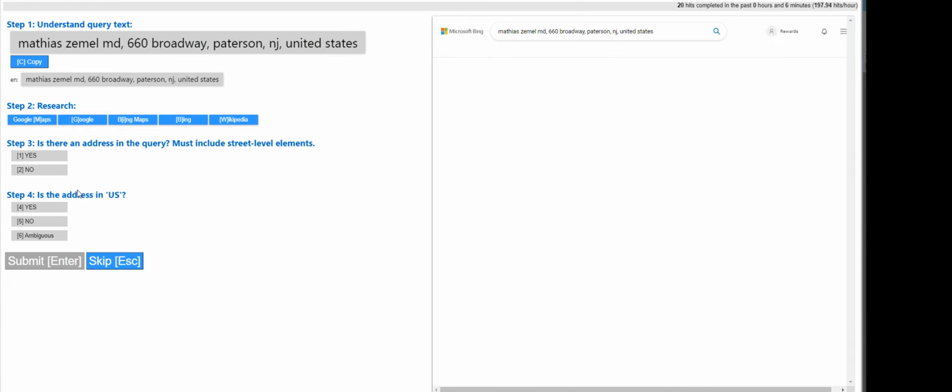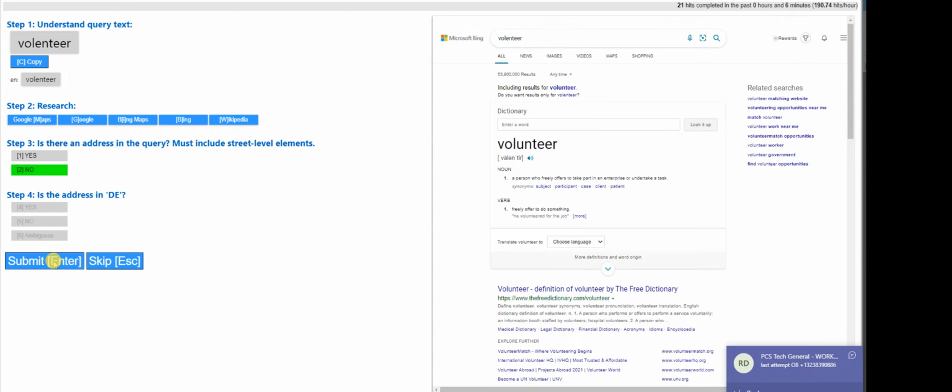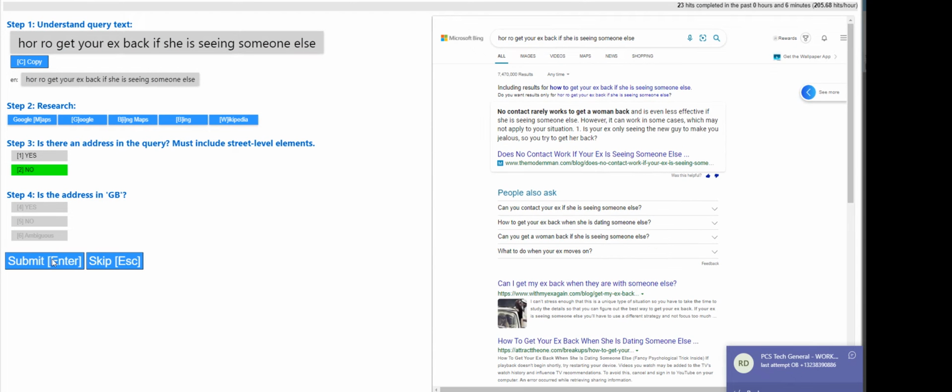No, this one. Mathia Zemmel, MD. Okay, 660 Broadway, Patterson, New Jersey, United States. This one has the street number as well as the street name, but it does not have those elements such as if it's a corner. But it is going to be a valid street address, and it is in the U.S. Well, okay, that's a no, definitely a no. A no as well. No as well.